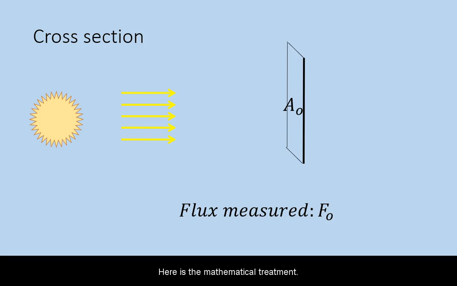Here is the mathematical treatment. Suppose we have incoming light that hits an area A naught perpendicular, and we measure a flux F naught.